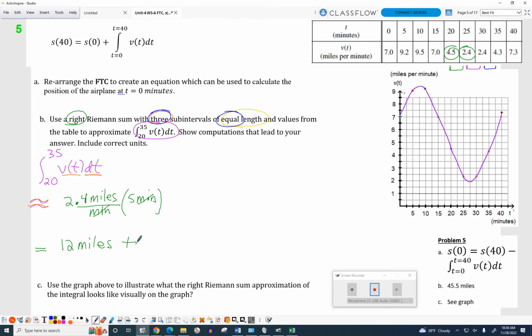So Jesse, what's the second thing I write? 2.4 miles per minute. Yeah, so I pick the rightmost, which is 2.4 miles per minute, multiplied by 5. Perfect, 2 points. Oops, I wrote that in the wrong place, sorry. So 2.4 times 5, which is again another 12.